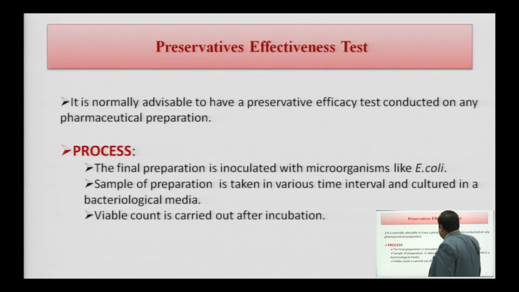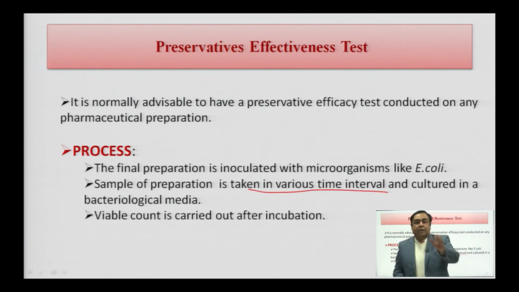What we do is, the final preparation is inoculated with microorganisms, and then a sample of the preparation is taken out at varying intervals of time. That is, we deliberately add the bacteria into the pharmaceutical preparation containing the preservative. At varying intervals of time, you measure the viable count. Viable count means the number of organisms remaining over a period of time.